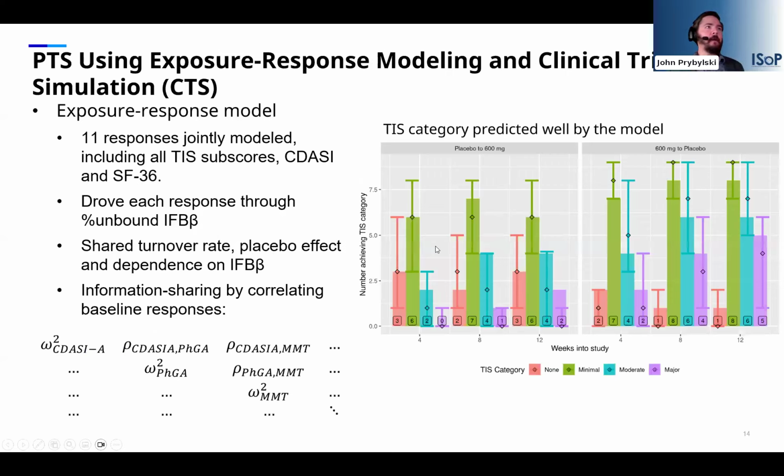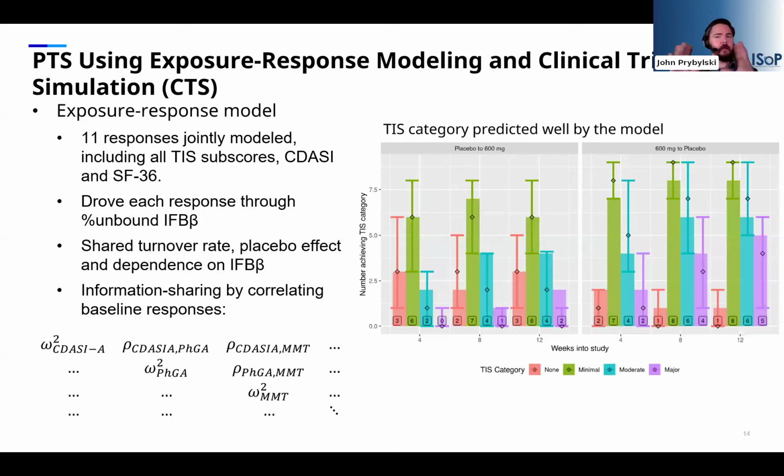So on the topic of using clinical trial simulation to determine probability of technical success, as Min mentioned, we use an exposure response model. Now, this wasn't a very simple exposure response model, so I will just sort of walk us through what that looked like.